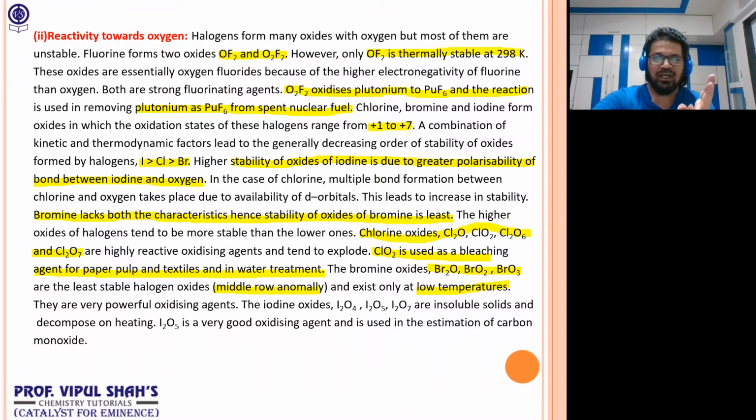So once again, that is the middle row anomaly. The 3d has no radial nodes, but the 4p has 2. So the transition of electrons will be lesser.